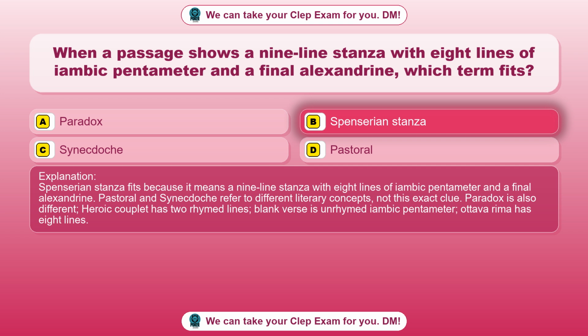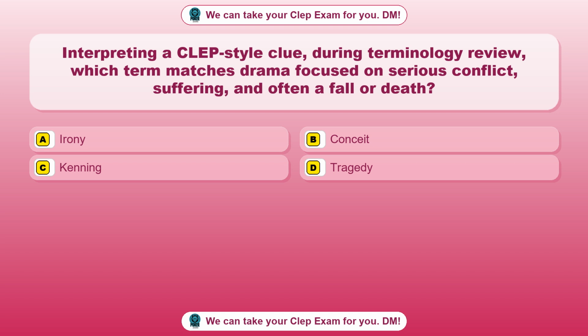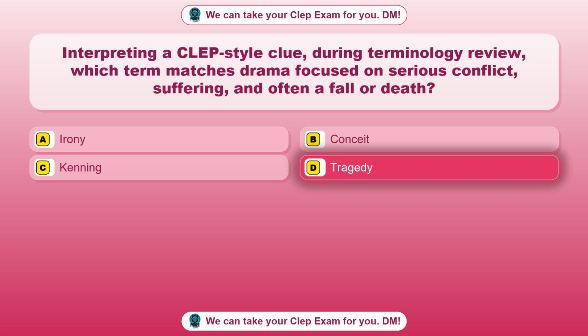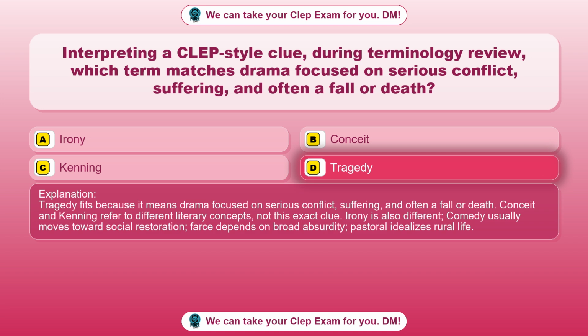Question 100. Interpreting a CLEP-style clue during terminology review, which term matches drama focused on serious conflict, suffering, and often a fall or death? Option A, irony. Option B, conceit. Option C, kenning. Option D, tragedy. The correct answer is option D, tragedy. Tragedy fits because it means drama focused on serious conflict, suffering, and often a fall or death. Conceit and kenning refer to different literary concepts, not this exact clue. Irony is also different, comedy usually moves towards social restoration, farce depends on broad absurdity, pastoral idealizes rural life.